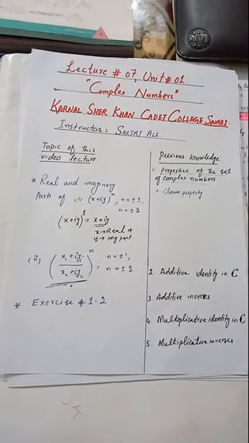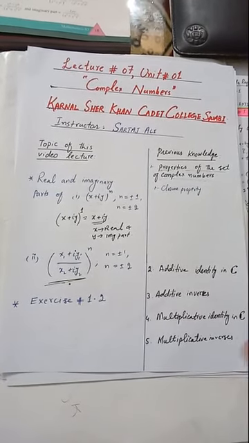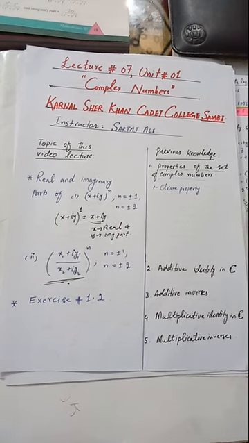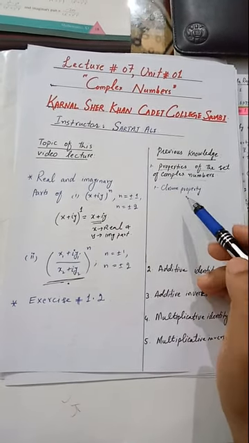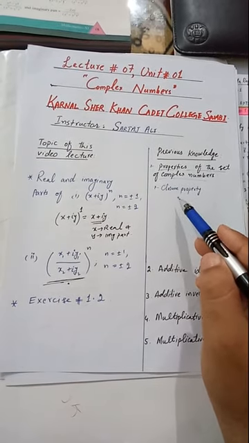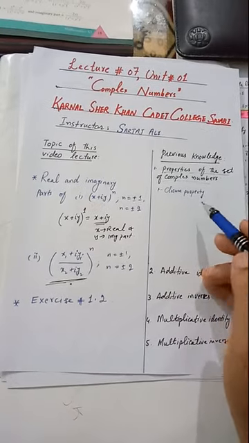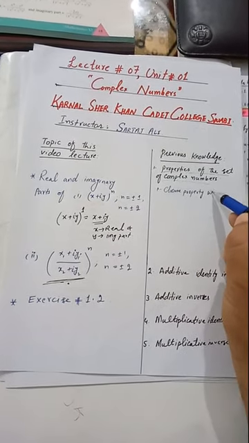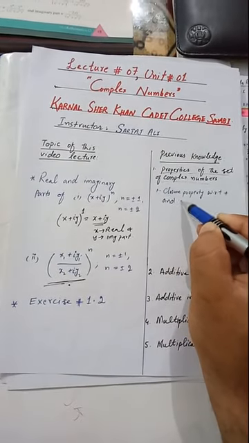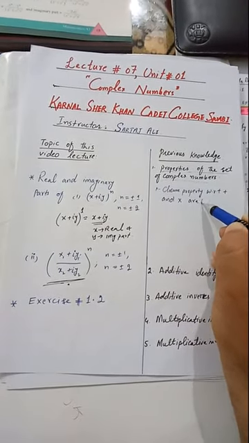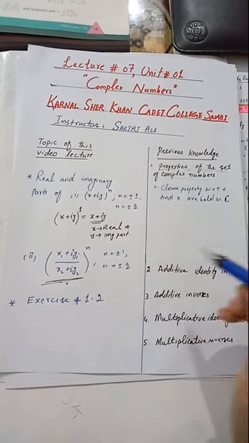Closure property means if you add two complex numbers, you will get again a complex number. If you multiply two complex numbers, you will get again a complex number. So the set of complex numbers is closed with respect to addition as well as multiplication, which is called the closure property. So the closure property with respect to addition and multiplication holds in C. C means the set of complex numbers.